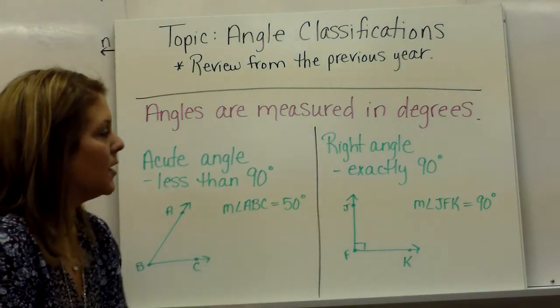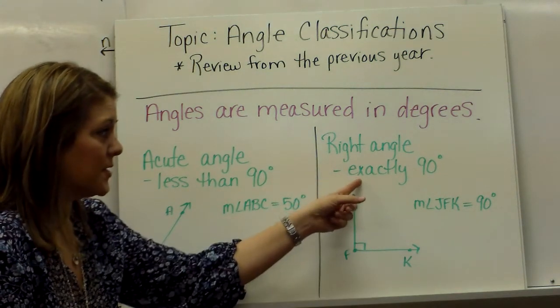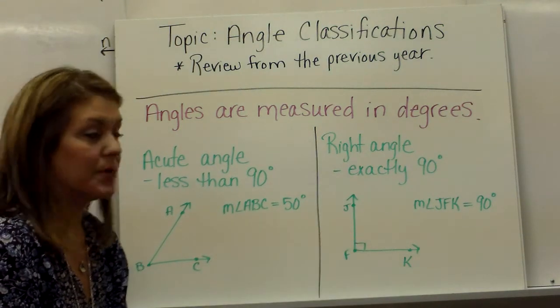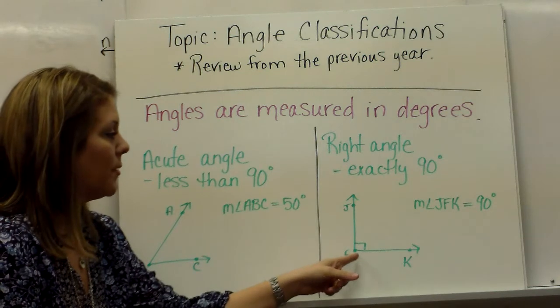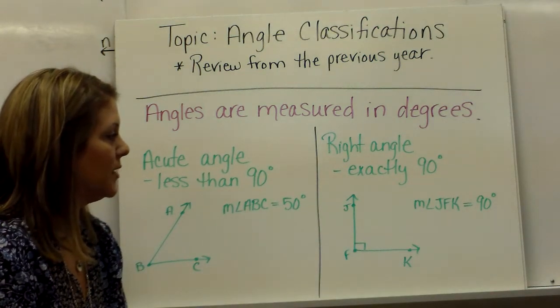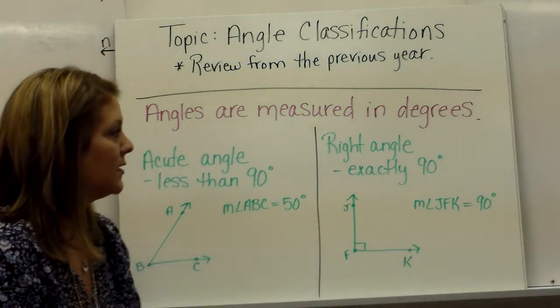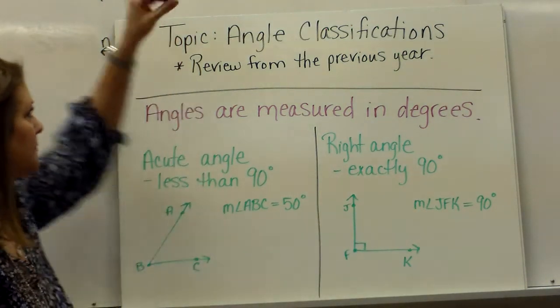Right angles are angles that are exactly 90 degrees. So they're those ones where your two sides are perpendicular to each other. So exactly 90 degrees would be our measurement for angle JFK. 90 degrees is a right angle.